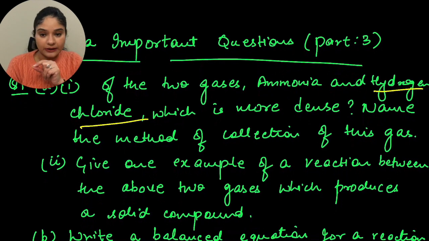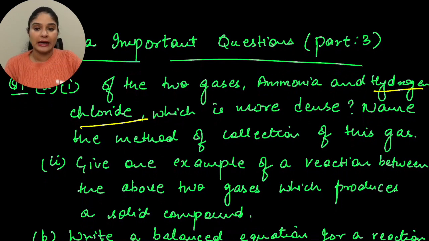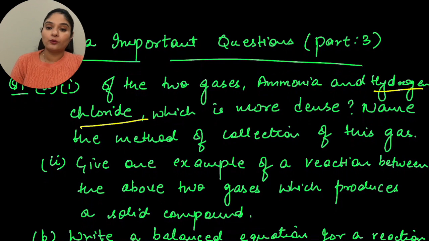So first is that answer. The second part is saying name the method of collection of this gas. That means you're supposed to mention the method of collection of the hydrogen chloride gas. So that would be by upward displacement of air.